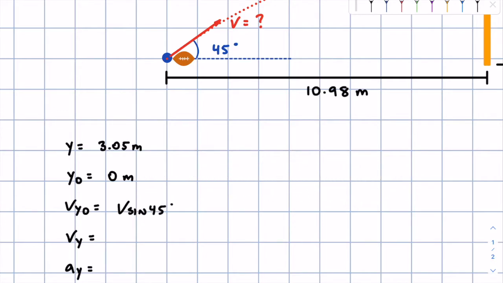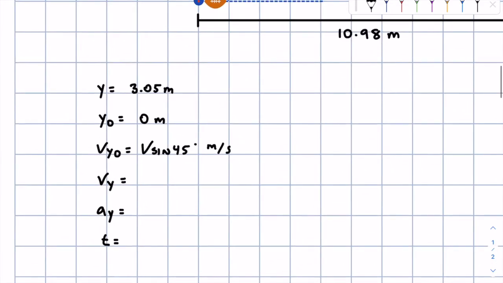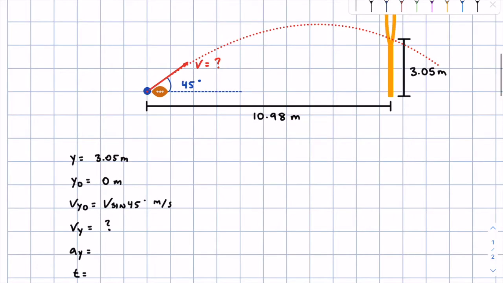So boom. Vy naught is v sine 45 meters per second. Vy final, we don't necessarily know. That part tripped me up a little bit, but we don't necessarily know what Vy could be, right? Because we're not saying necessarily that it's at the arc, and if you notice by the way that I've drawn this parabola, we hit a spot where Vy does equal 0, but I'm not going to set Vy to equal 0 there because we want it right here. So we don't know what Vy is going to equal there, so I'm going to label that with a question mark.